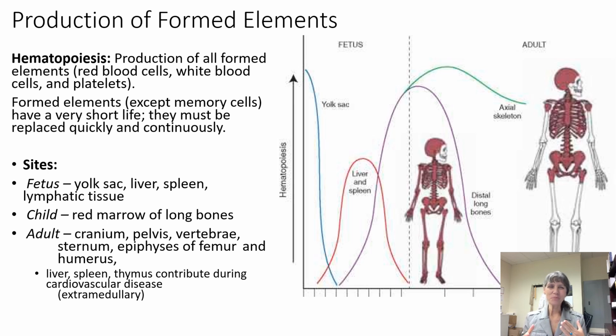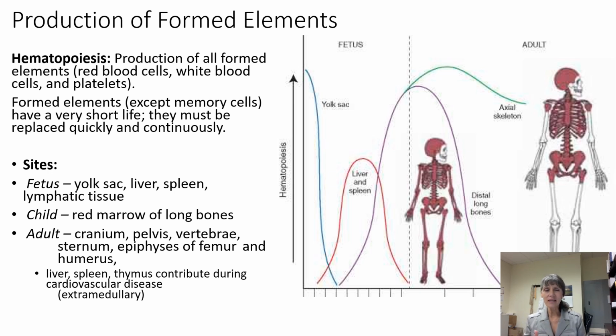Okay, so why do we need to continuously produce these formed elements? Well, they don't live very long. They have a very short lifespan. In fact, red blood cells only live for 120 days. So we continuously need to produce these formed elements, with the exception of memory cells. They're special white blood cells that we'll discuss later, and they live longer, but all formed elements, with the exception of those memory cells, have to be replaced continuously.